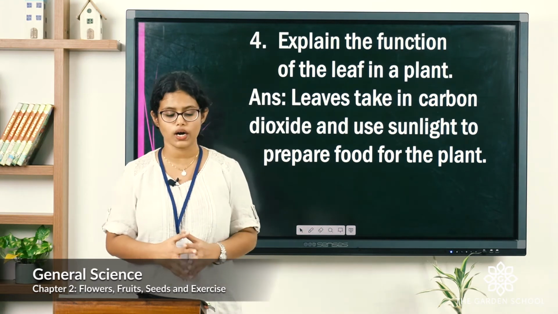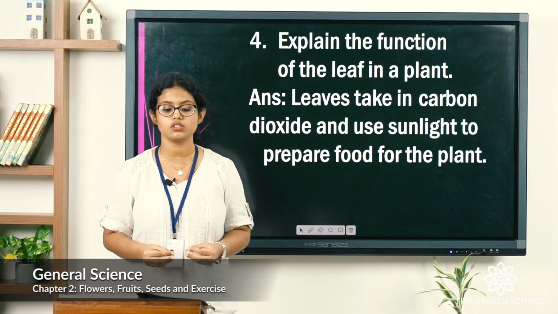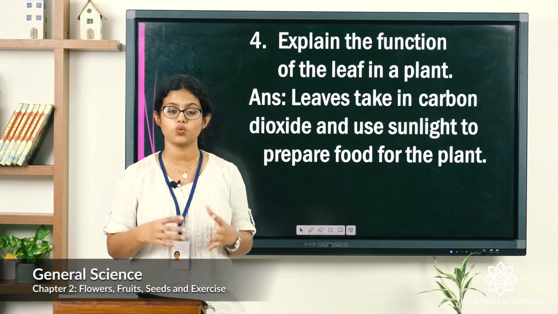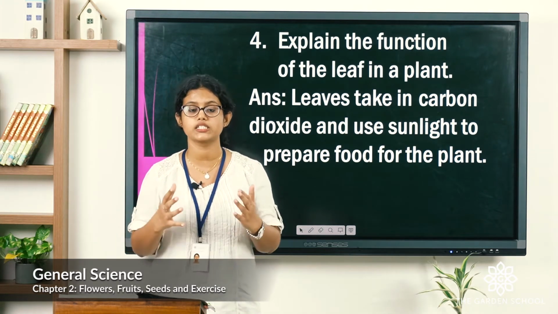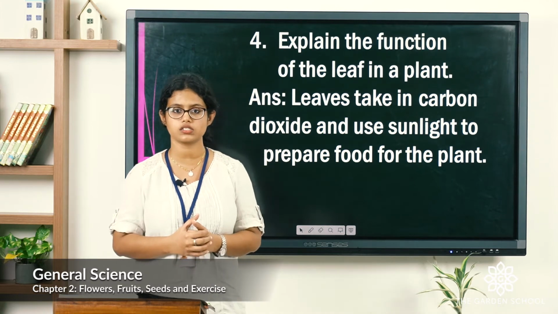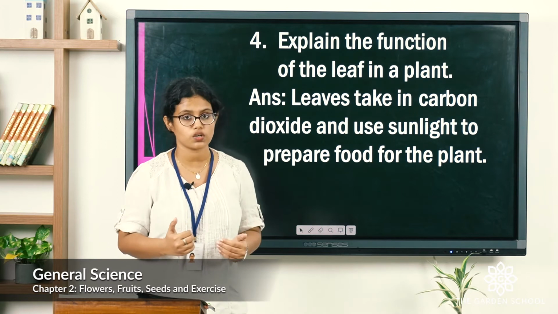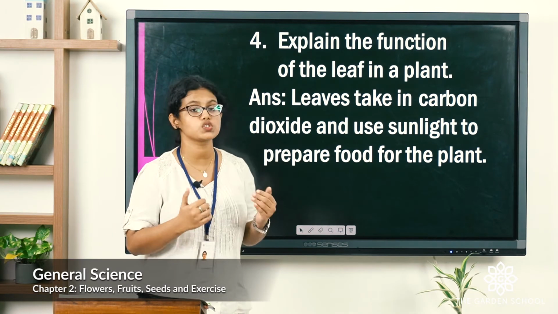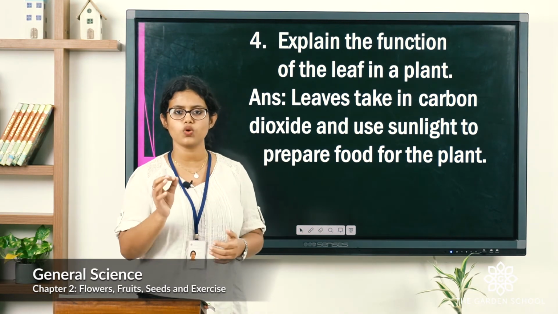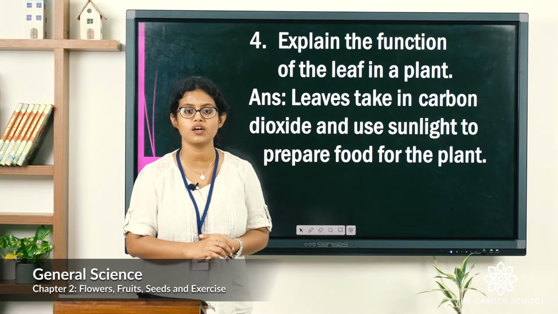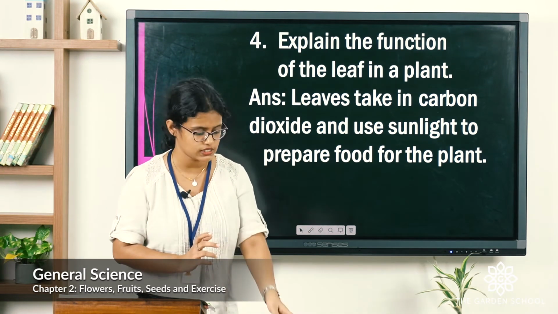Moving on to the fourth one. Explain the function of a leaf in a plant. So what is the main function of a leaf? It prepares food for the plant. So you can write the answer as leaves take in carbon dioxide and use sunlight to prepare food for the plant. So what was that process called? That process is called photosynthesis.